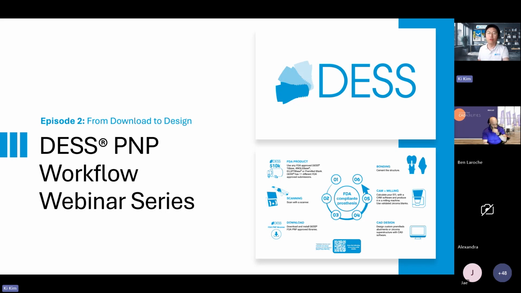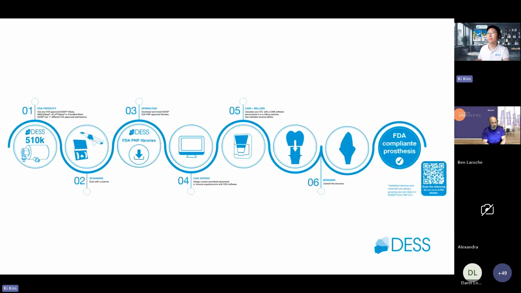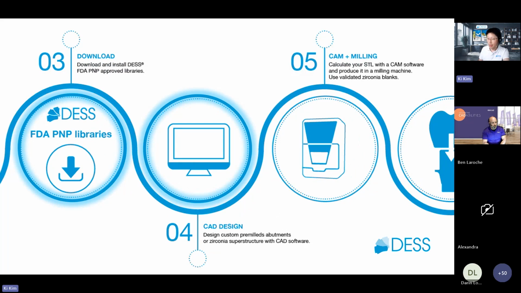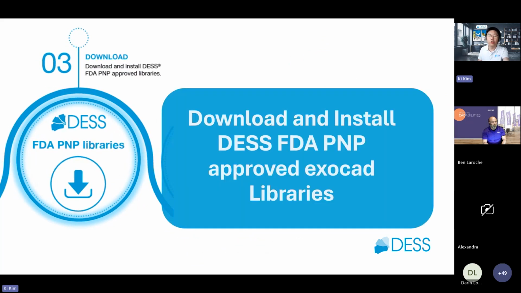So, Darren already mentioned DESS PNP regulation. We have the 6 steps. I'm going to cover only today's FDA PNP library part. So I'm going to walk you through the FDA PNP library processing, including how to download and install the DESS library. Actually, I said it's install, but most likely it's a copy and paste process.